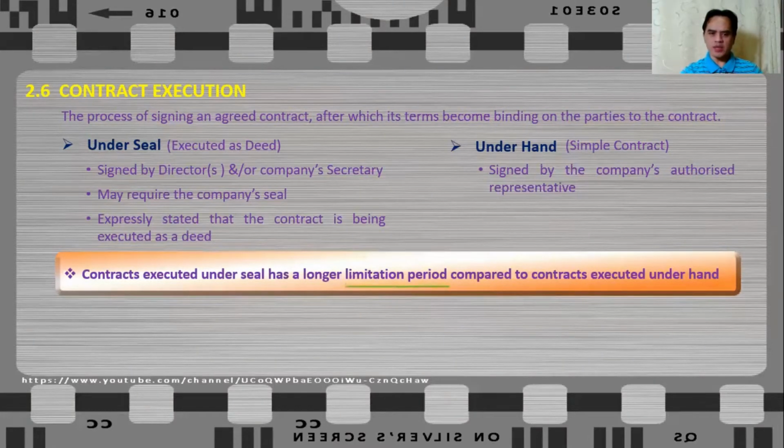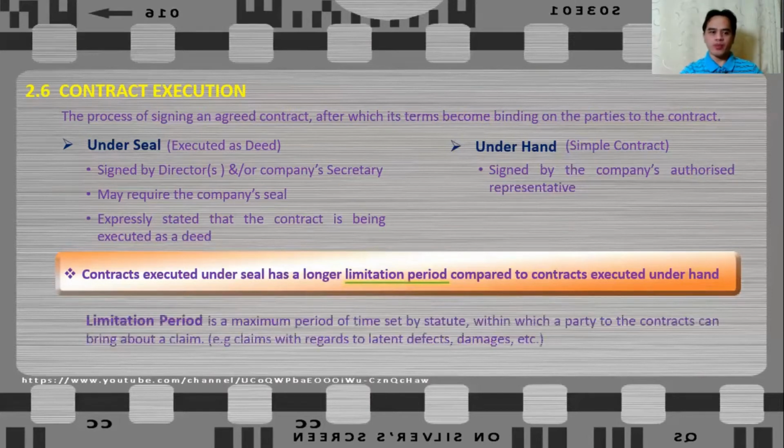So what is a limitation period? A limitation period is a maximum period of time set by statute within which a party to the contract can bring about a claim. So what type of claim? For example, claims with regards to latent defects, damages, and so on, any type of claim. This concludes our discussion of the basics of construction contract law.